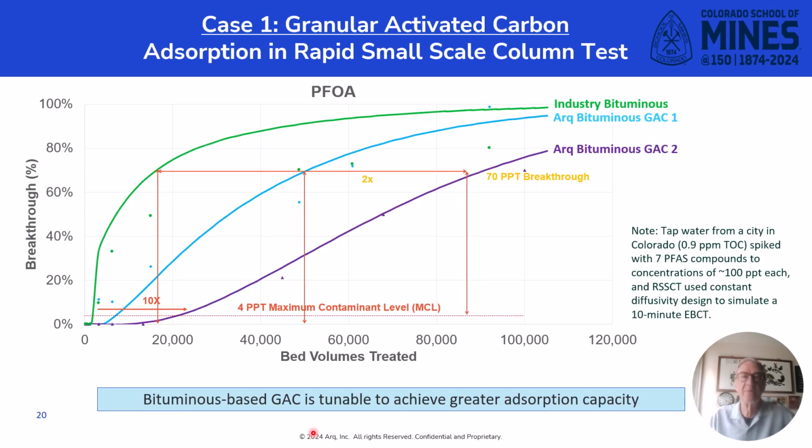The difference in carbon absorption becomes very important when dealing with large volumes of water, such as municipal water systems. Here, one ARQ carbon treated over 80,000 bed volumes before 75% breakthrough, compared with 50,000 and 18,000. This would be a significant cost savings in carbon and changeouts.